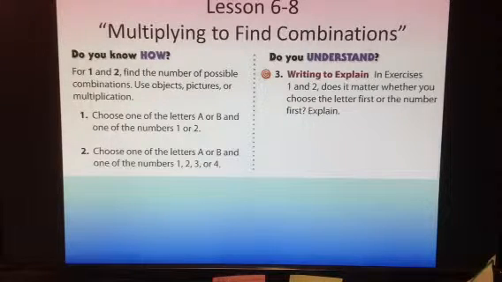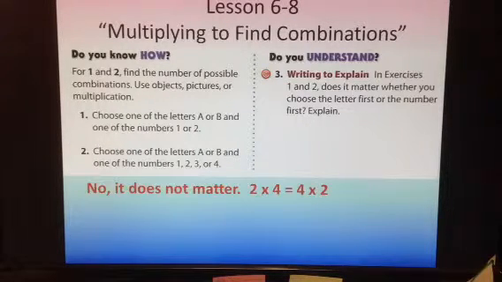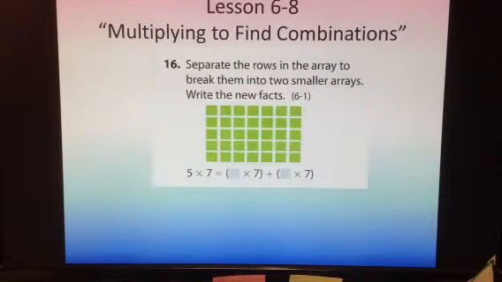In the exercises 1 and 2, does it matter whether you choose the letter first or the number first? Explain. No, it does not matter, because 2 times 4 is the same as 4 times 2. It's the commutative property of multiplication.